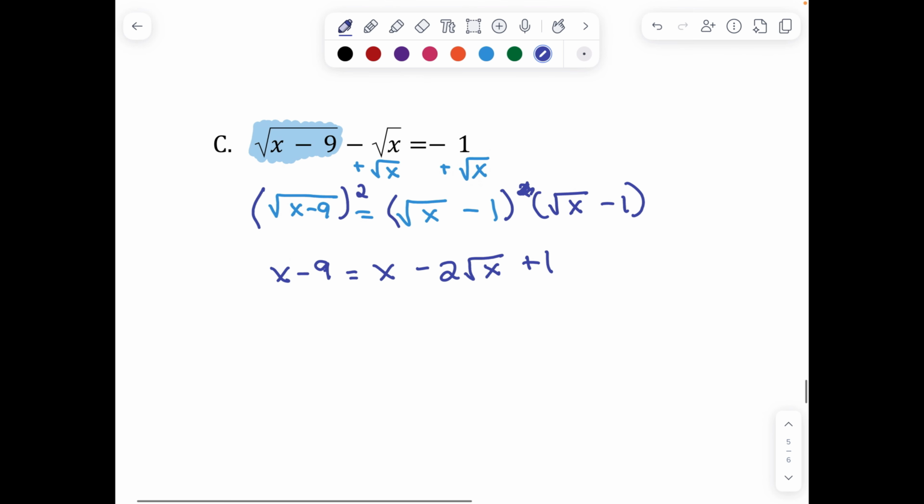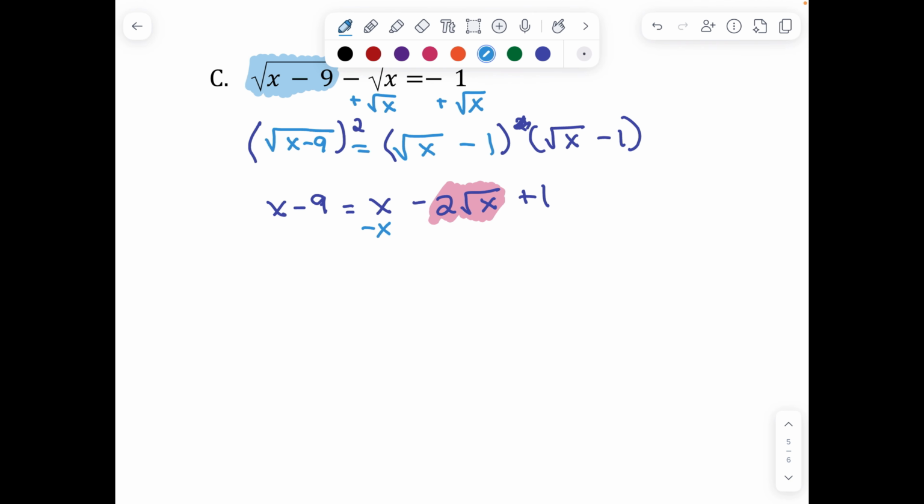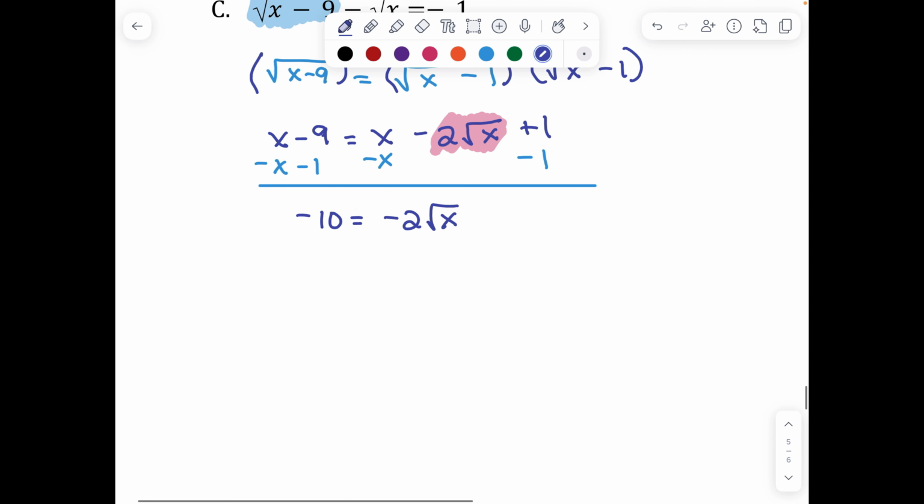Now that we've gotten here, I'm going to go ahead and isolate our next radical. So we're going to isolate this radical, possibly with the 2 if we need to. That's not a big deal to square the 2. So I'm going to subtract x from both sides and subtract 1 from both sides. So I am left with just negative 10 is equal to negative 2 square root of x. I divide by negative 2, so I end up with the square root of x is equal to 5.